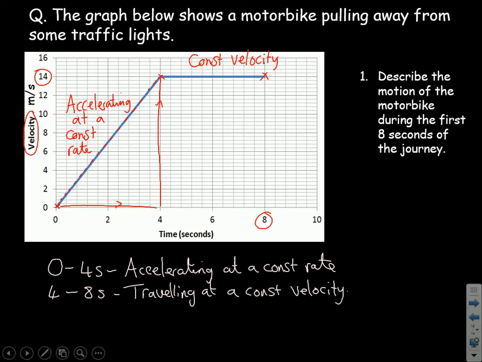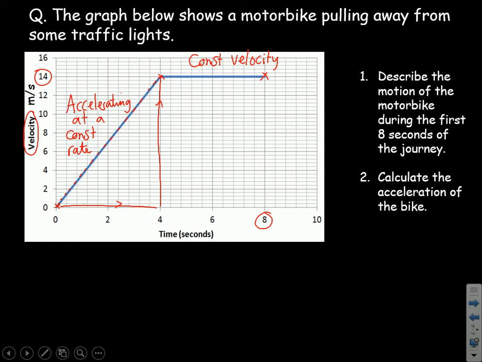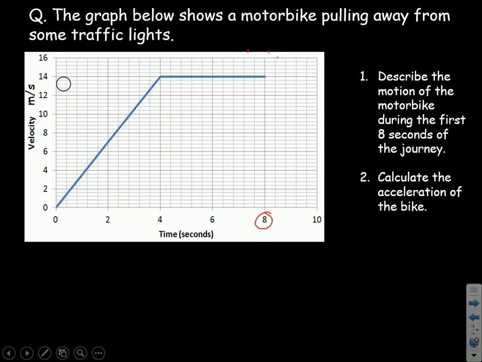Okay then, question number 2. Calculate the acceleration of the bike. So, calculate the acceleration of the bike. Now, if you remember back, it is the gradient of a velocity time graph, change in velocity over time, which will give us our acceleration. So, how do we calculate our acceleration? Let's rub all of this out. Okie dokie.